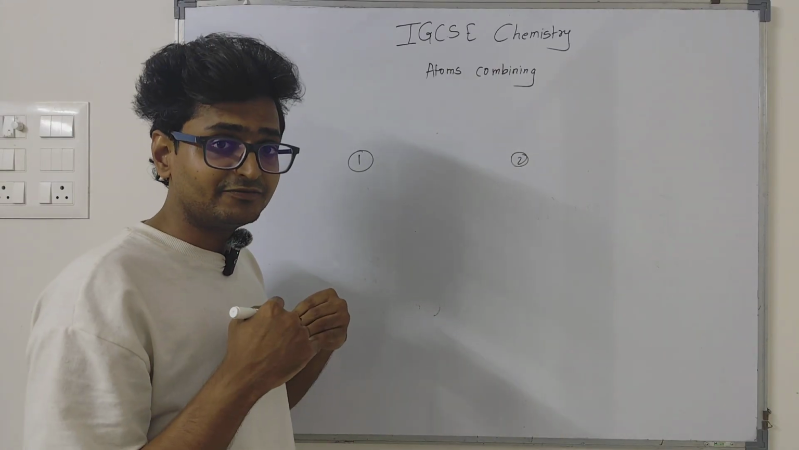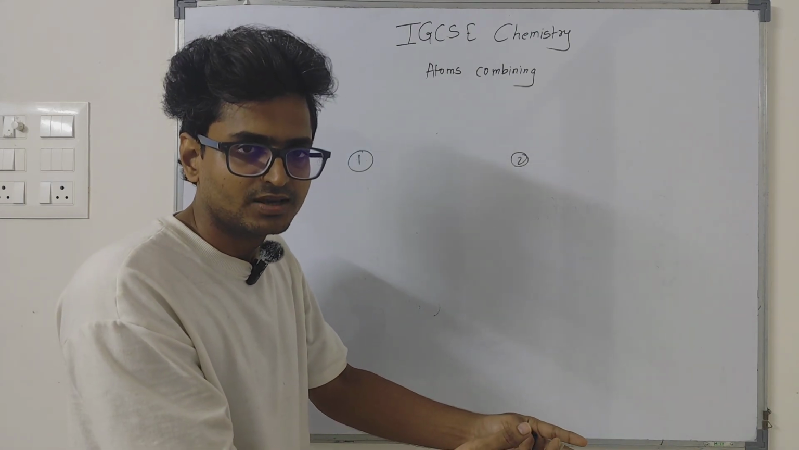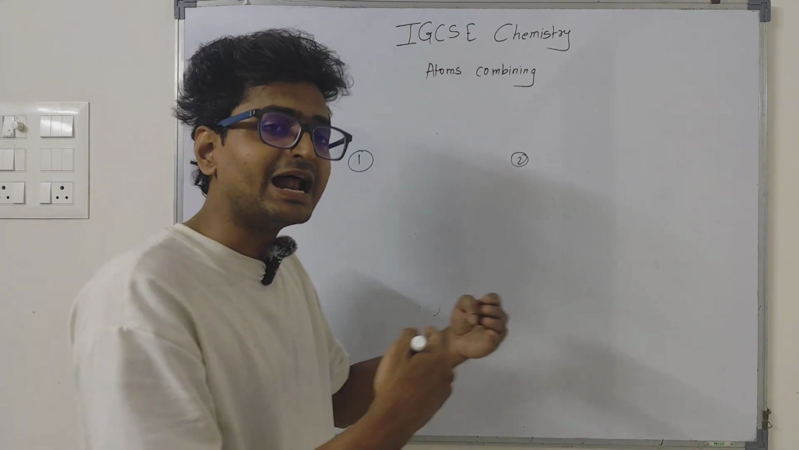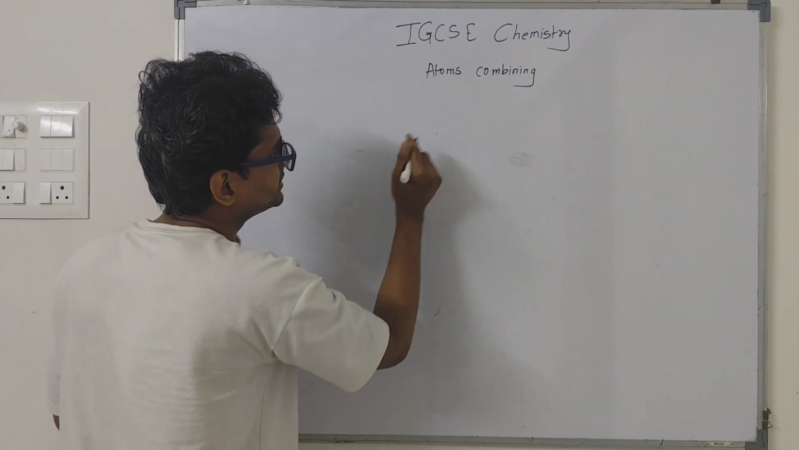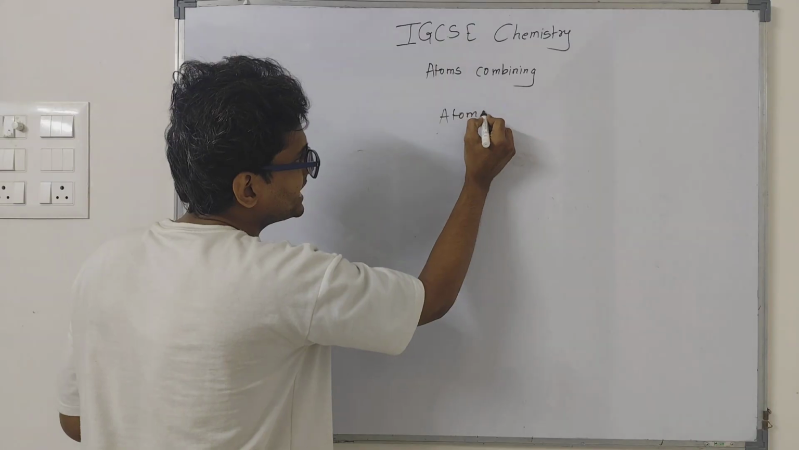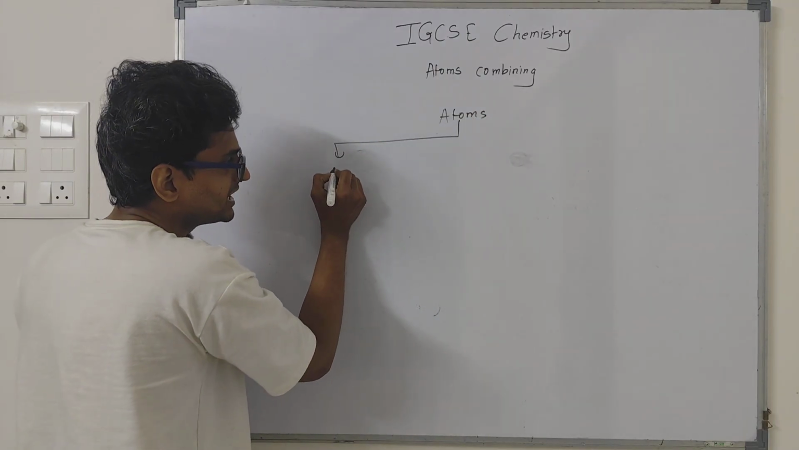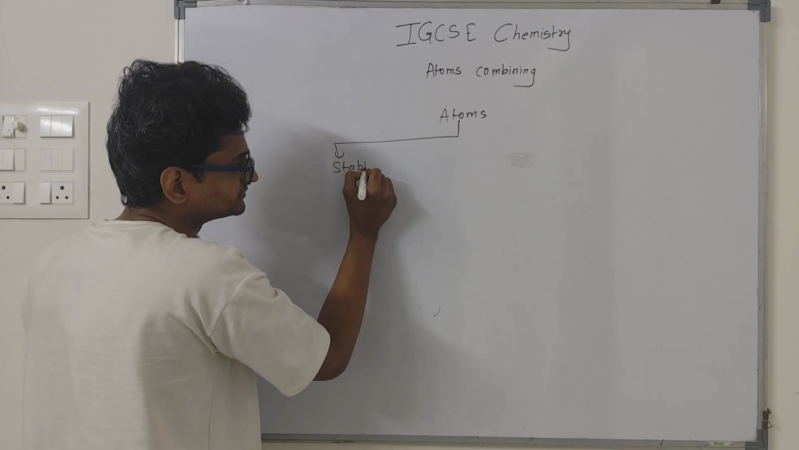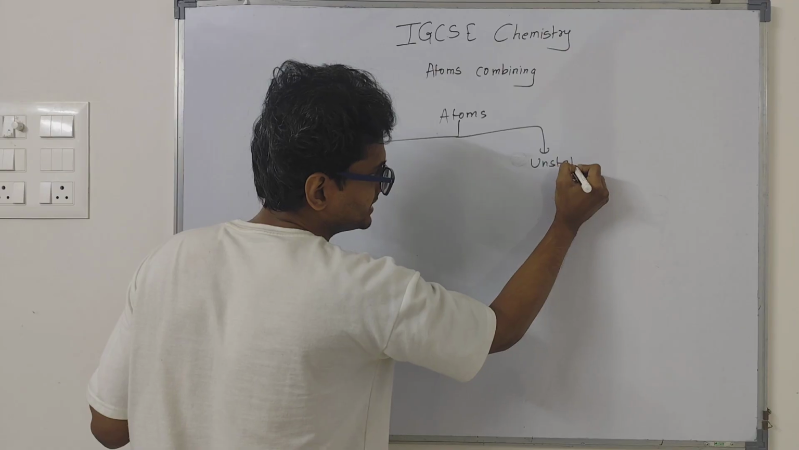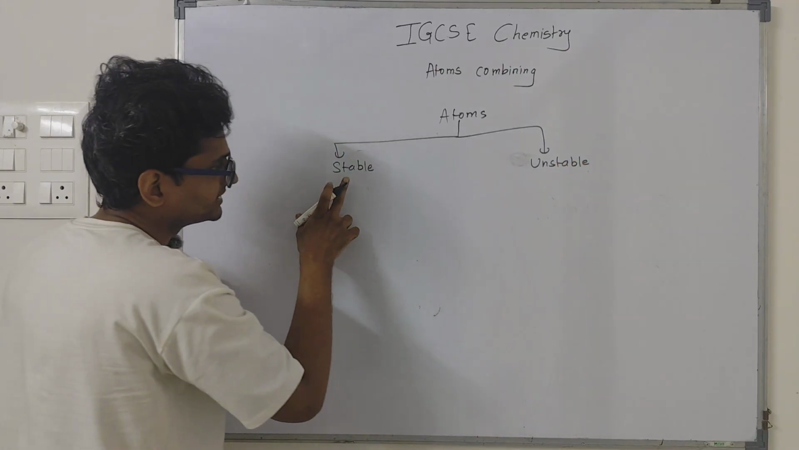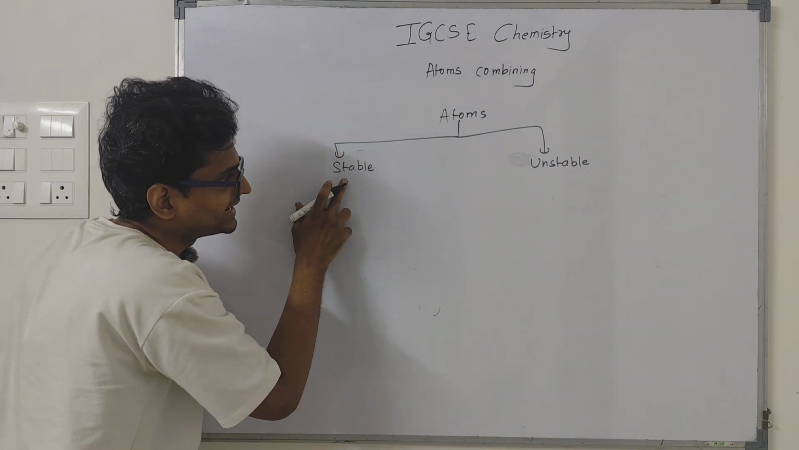The ones which are already stable don't need any other atom to be stable, and there are atoms which need some other atoms to be stable. So basically there are two types of atoms: one which are already stable, and the other ones which are like us, unstable. A stable atom and an unstable atom. Let's talk about stable atoms first.